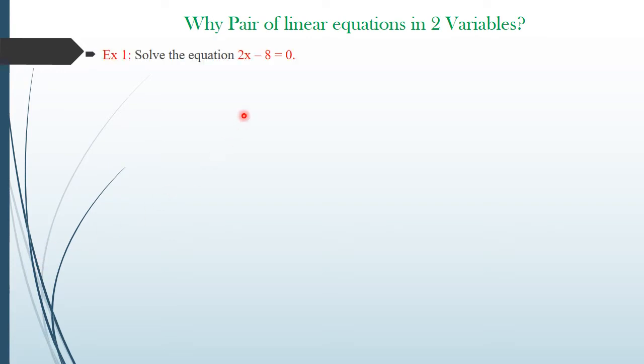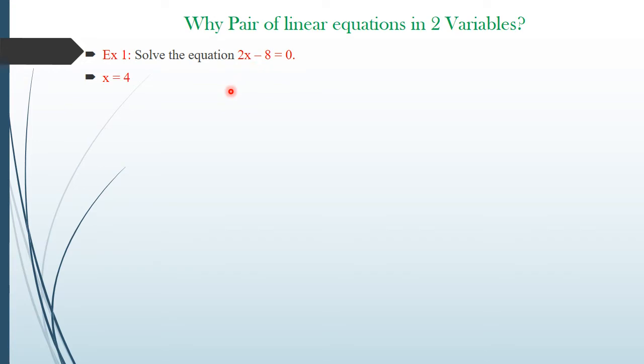Now let us understand why we always consider a pair of linear equations in two variables and not a single equation of two variables. This I can explain using an example. Suppose I give you an equation in a single variable, that is 2x minus 8 is equal to 0, and I ask you to solve the equation. Solving the equation is nothing but finding the value of the unknown term present inside the equation. You can easily do that by shifting minus 8 to the right side and dividing by 2. Therefore you find the x value as 4.